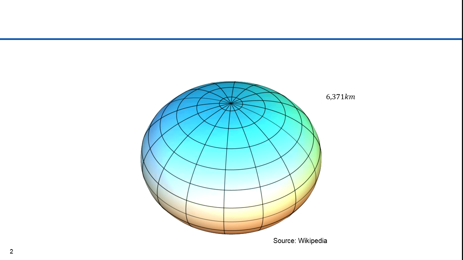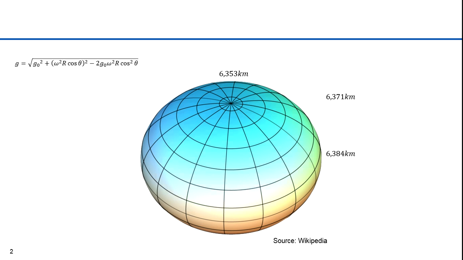6,371 kilometers is a mean radius. The radius at the equator is as high as 6,384 kilometers, and the radius at the poles is 6,353 kilometers. That's a difference of 31 kilometers, a 0.5% difference. While that may seem small, the effects are noticeable. According to this equation, the rotational effects at the equator are slightly more pronounced because at the equator, you're slightly farther from the center of rotation.